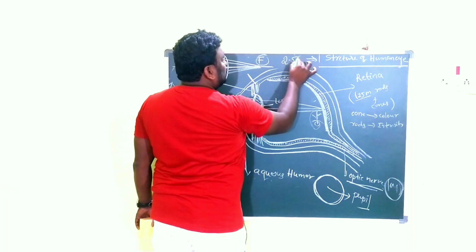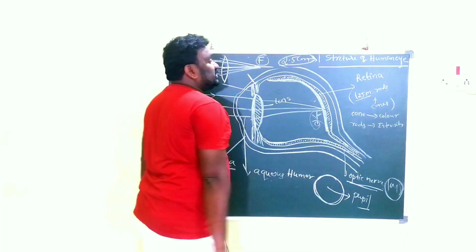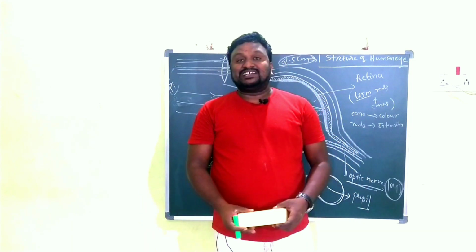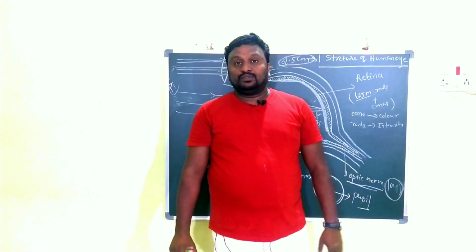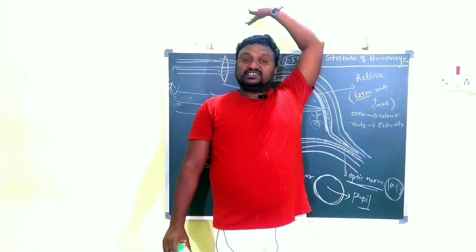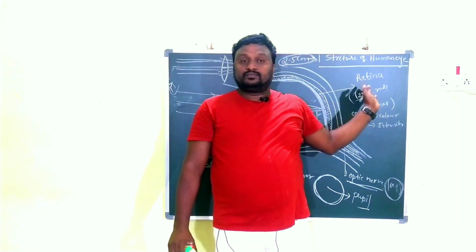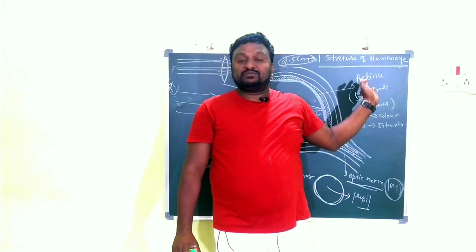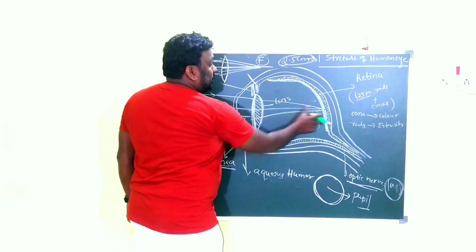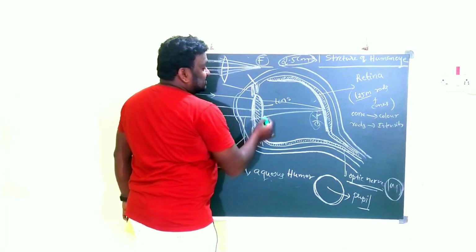2.5 centimeters. This is the maximum focal length of the eye. When the object is at a far distance, the image forms at 2.5 centimeters. So this is the retina and this is the lens. Distance how much?